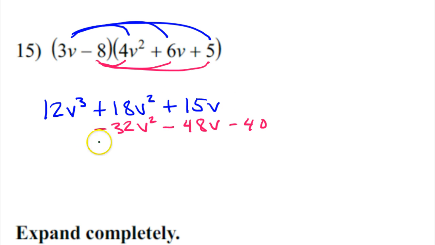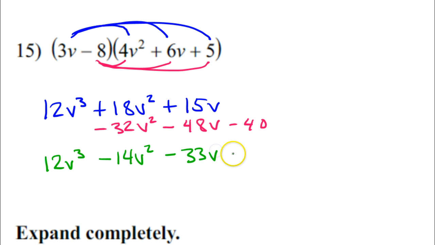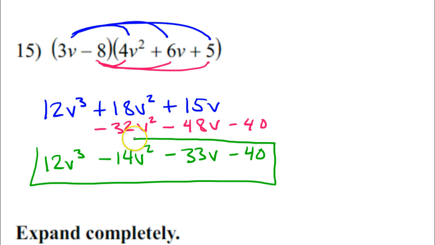So combining like terms in this area right here is going to give me 12v to the third power and then I have my minus 40. So that would be the answer to number 15.